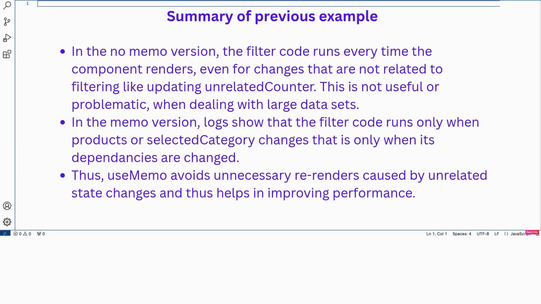Let's see a summary of previous examples. In the no memo version, the filter code runs every time the component renders, even for changes that are not related to filtering, like updating an unrelated counter. This is not useful, or problematic when dealing with large datasets. In the memo version, logs show that the filter code runs only when products or selected category changes, that is, only when its dependencies are changed. Thus, useMemo avoids unnecessary re-renders caused by unrelated state changes and thus helps in improving performance.